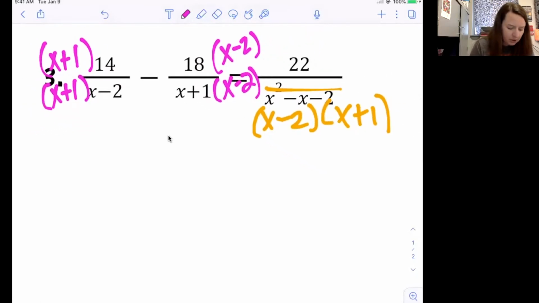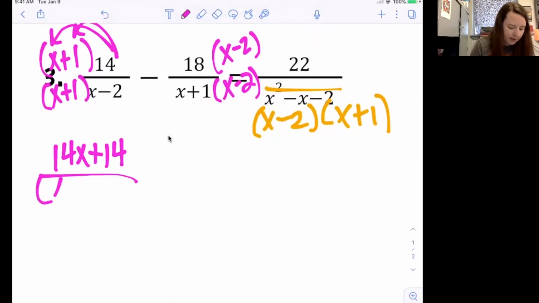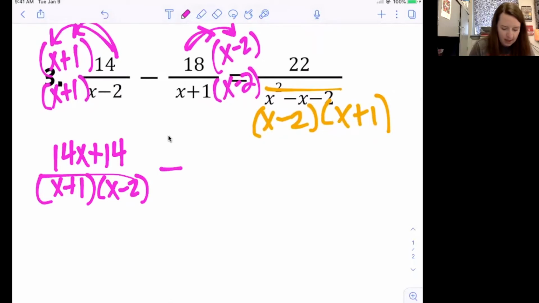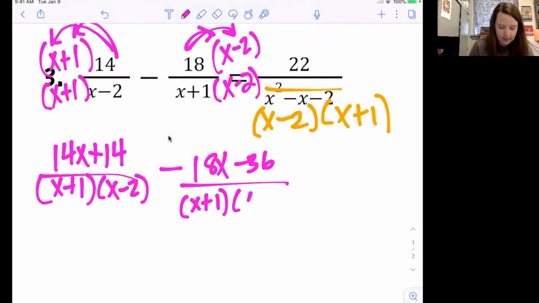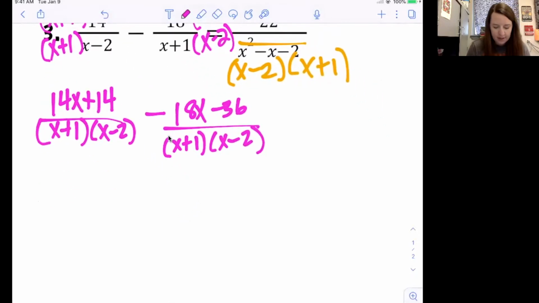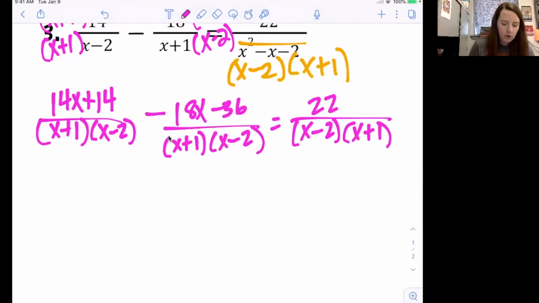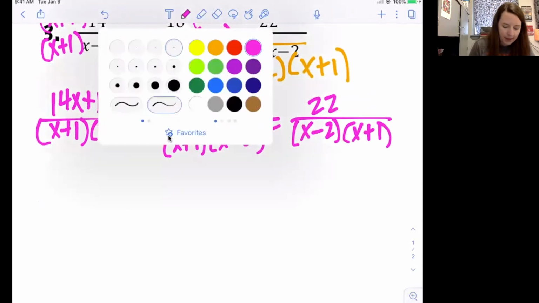statement. So I'm going to go ahead and distribute this 14. So I have 14x plus 14, and that's over x plus 1 times x minus 2. And then I have minus, I'm going to distribute the 18. I have 18x minus 36 over x plus 1 times x minus 2. And then the other side of the equation stays the same because I already had both of those factors in my denominator.